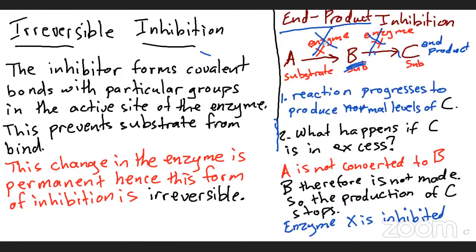So what happens? Enzyme X is inhibited due to the high levels of C. The end product is C. High levels of C inhibit enzyme X, so enzyme X is not going to convert A into B. If A is not converted to B, B is not converted to C, and so no more C will be made. So the product C is literally preventing enzyme X from working. All right, so the term end product is because it is the final product inhibiting a particular enzyme. Is it any clearer? Yes, sir. All right.